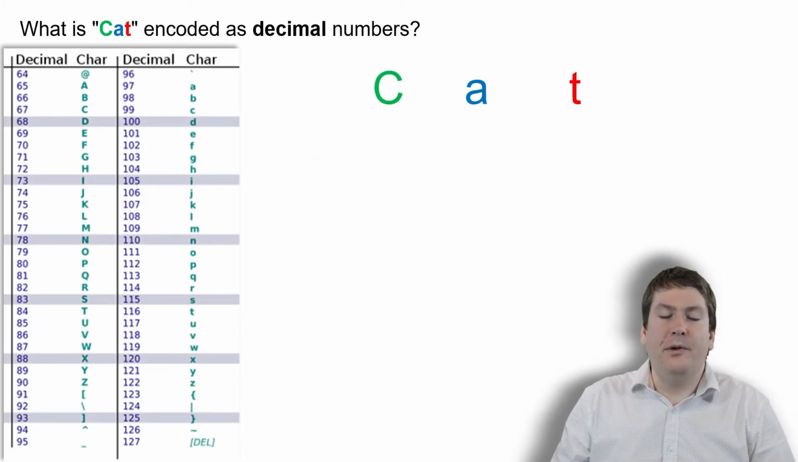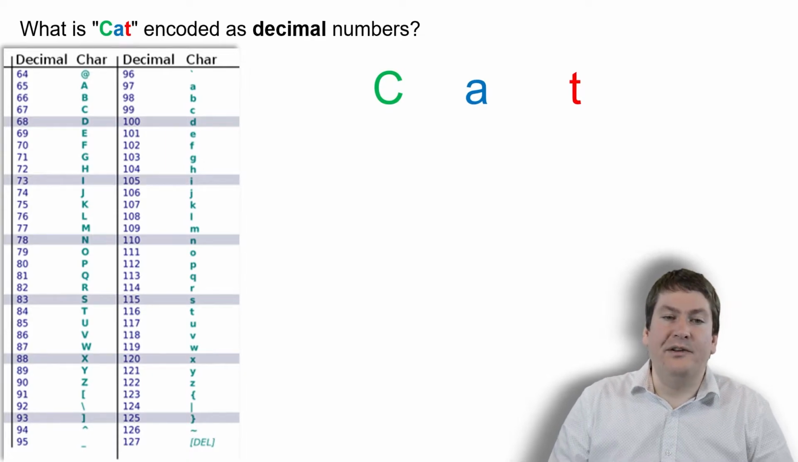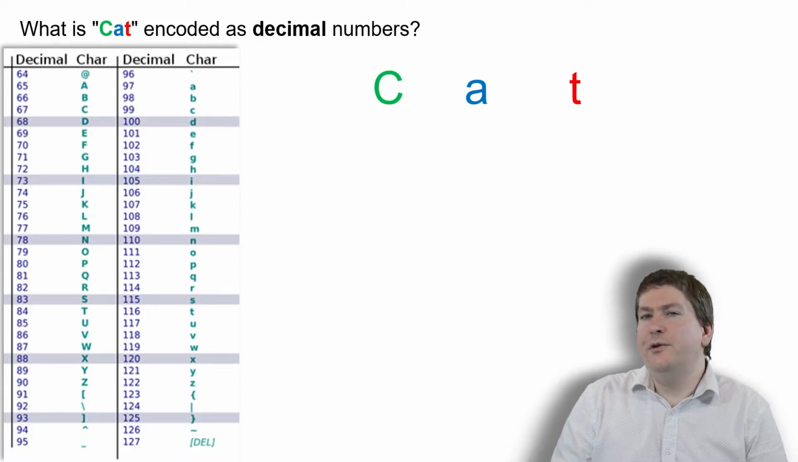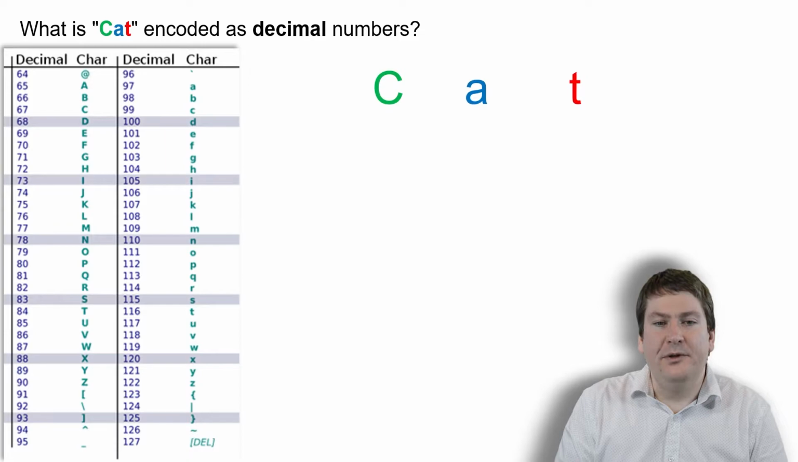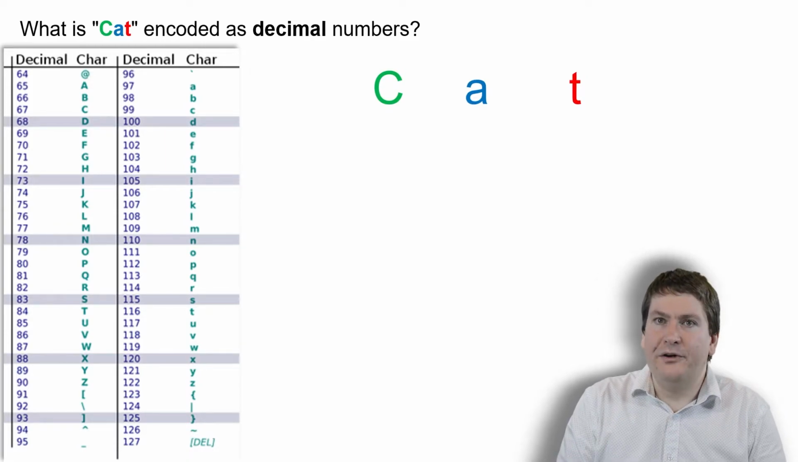Okay, let's put this into practice with a little activity. I have the word cat written here, capital C, lowercase a, lowercase t. I want you to use what we've learned about ASCII and the ASCII table to turn these into decimal numbers. Don't worry about turning them into binary, just the decimal numbers. And there should be 3 of them because we have 3 letters. I'll give you a few seconds to try to do that.